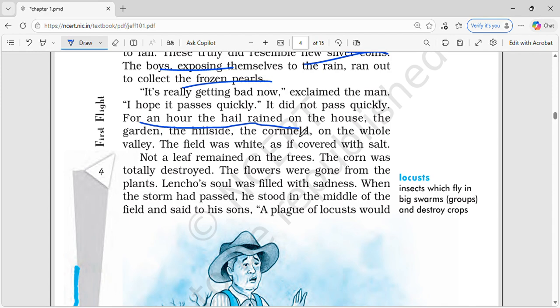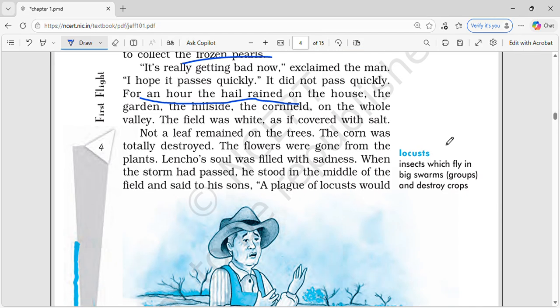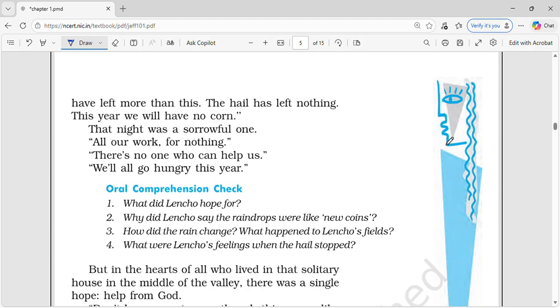When the storm had passed, he stood in the middle of the field and said to his sons, "A plague of locusts would have left more than this, and the hail left nothing. This year we will have no corn." The night was a sorrowful one. All our work was for nothing, and there is no one who could help us. We will have to go hungry this year again.